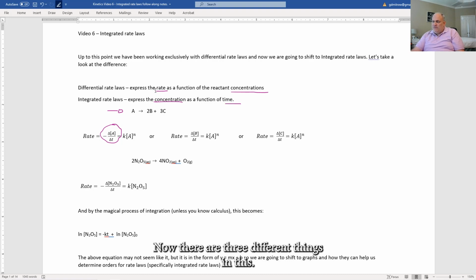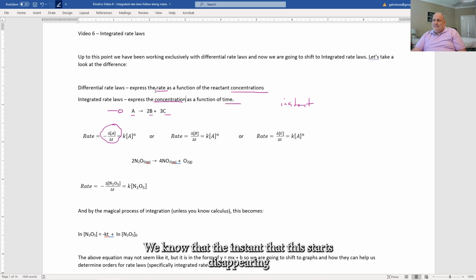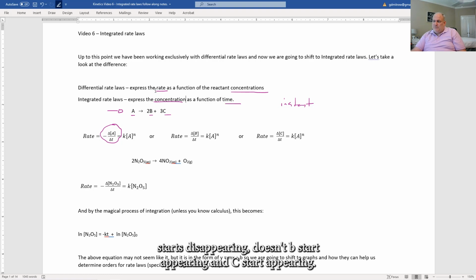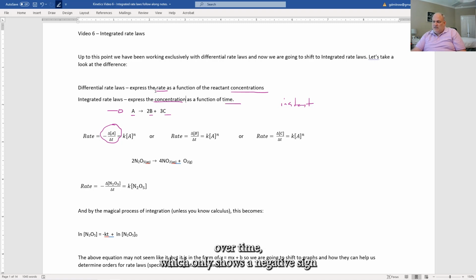Now, there are three different things in this overall reaction. We have one reactant and we have two products. We understand that everything is going to be at the instant the reaction starts, right? We know that the instant A starts disappearing, doesn't B start appearing and C start appearing? So sometimes, instead of giving you the change in concentration over time, which has a negative sign in front of it, that simply means they're using the rate of A disappearing. But they could also make the rate be the rate of B appearing or of C appearing.